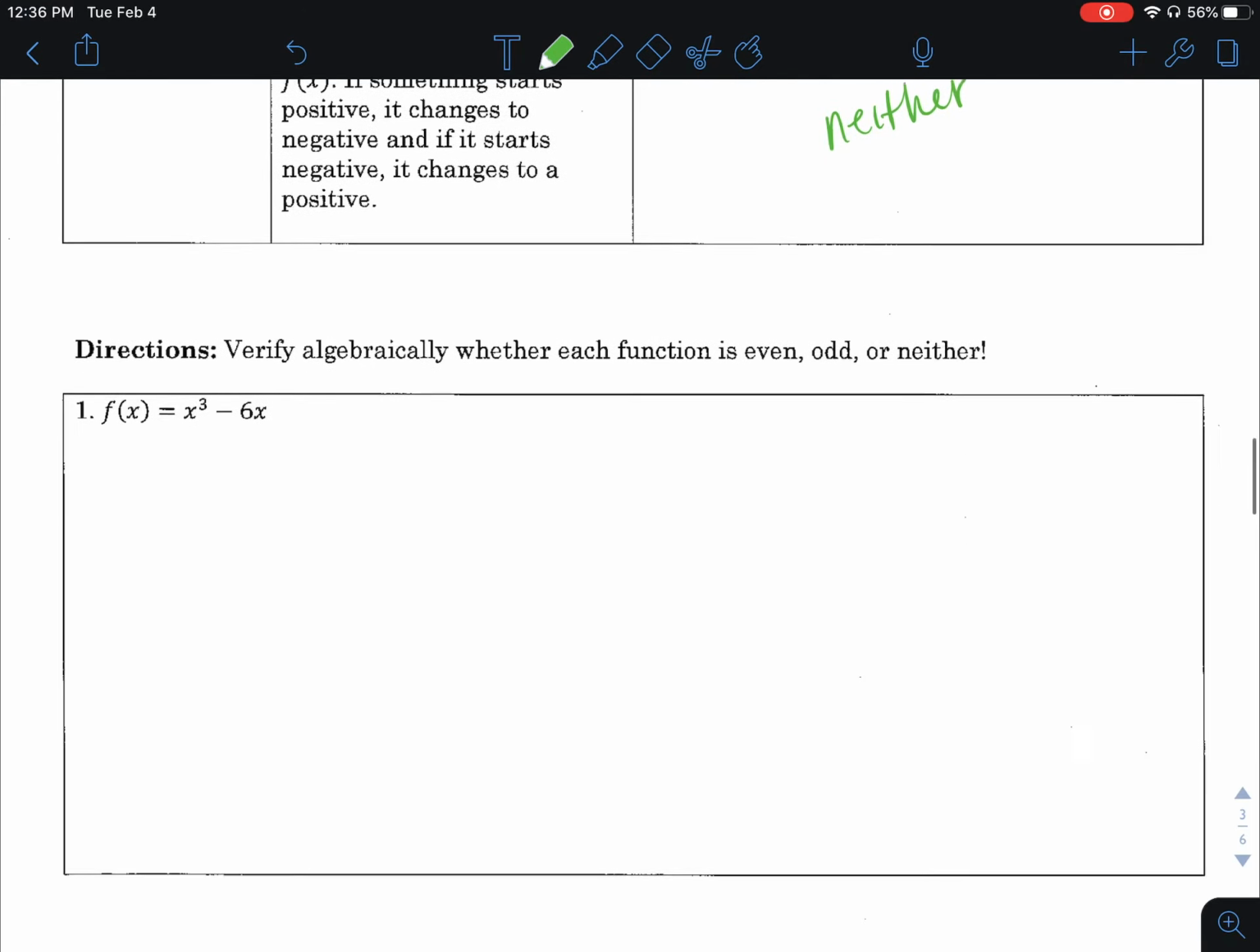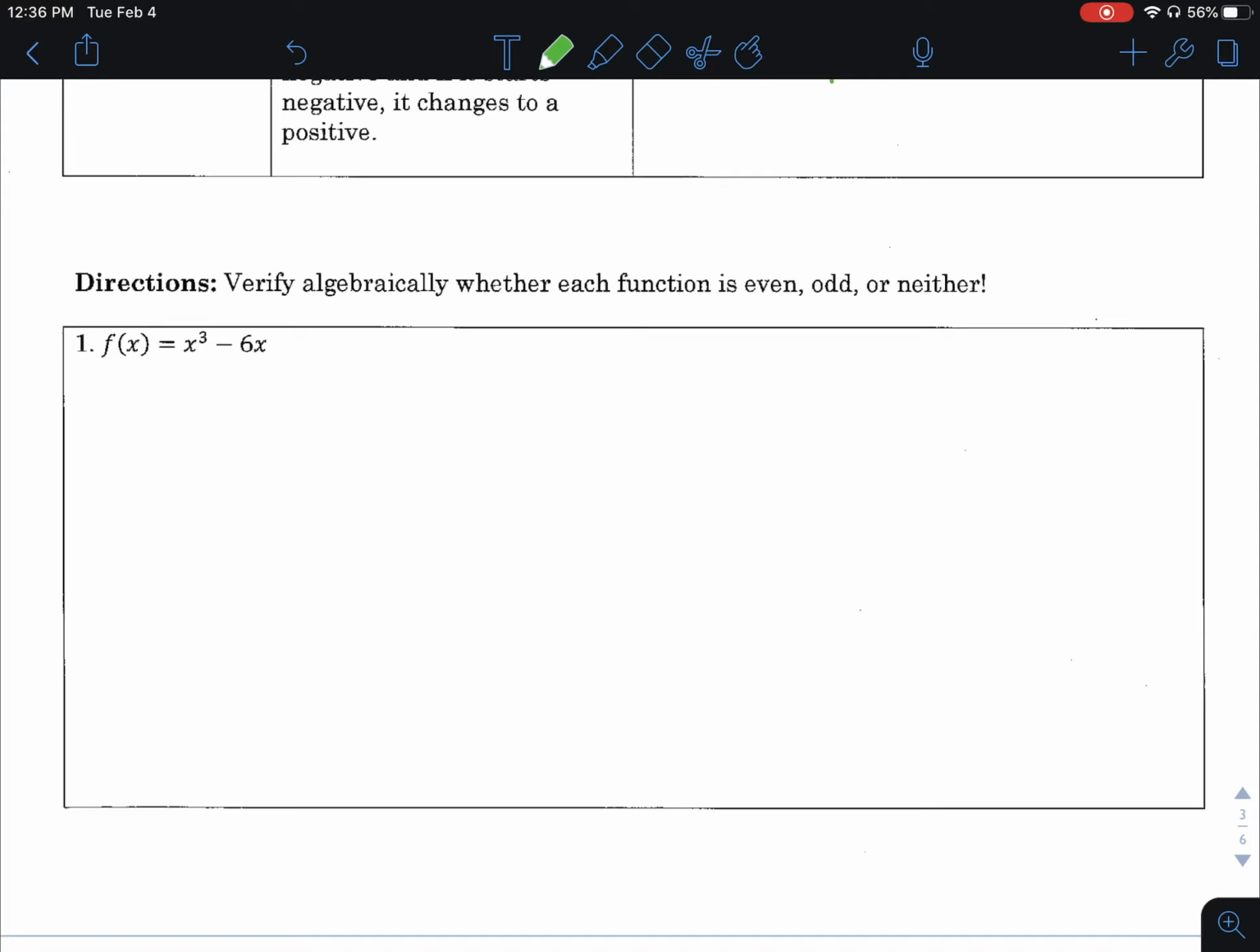Okay, let's do a couple more examples. I'm going to plug in a negative x for x. Remember, anything raised to an odd power is going to stay negative, or whatever sign it started with. So this right here, negative x to the third, remember it's negative x times negative x times negative x. Negative times a negative is positive. Positive times a negative is going to be negative. So here this is negative x to the third. Negative 6 times negative x becomes plus 6x.